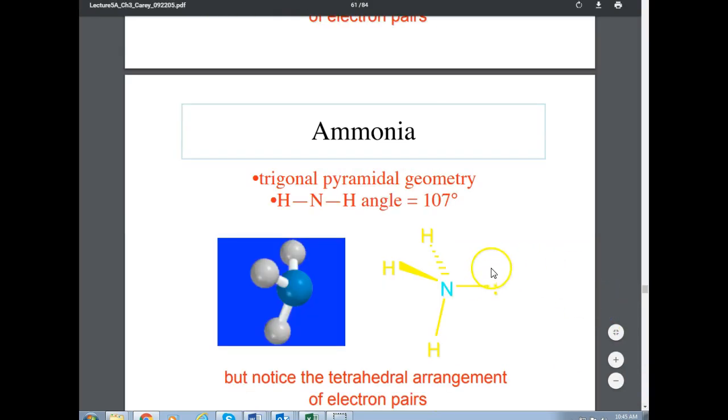Ammonia, same idea. It's got an unshared pair of electrons. It's pushing these hydrogen atoms down. So it's changing that 109.5 to 107.